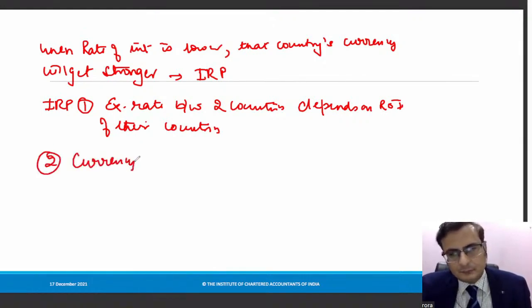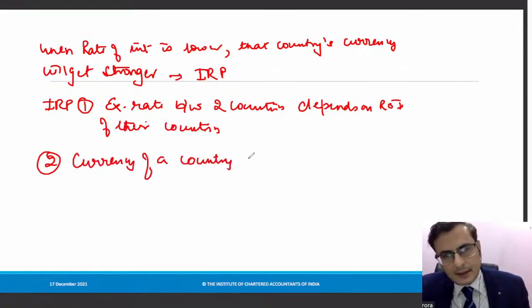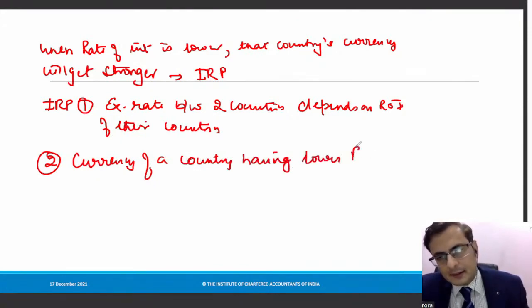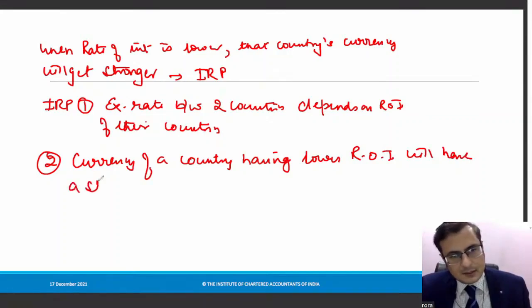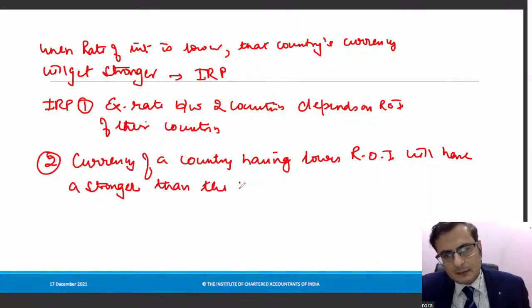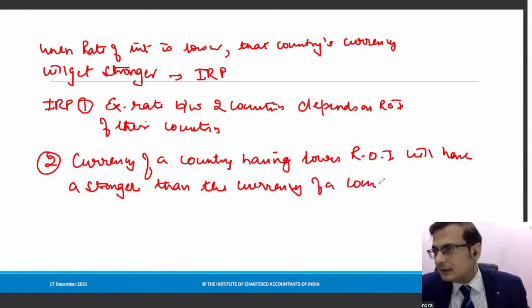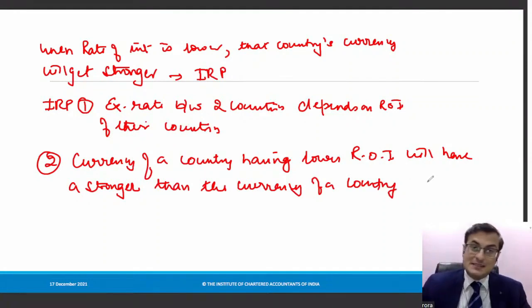The currency of a country having a lower rate of interest will have a stronger value than the currency of a country having a higher rate of interest. Harshad has given the answer 52.7%.